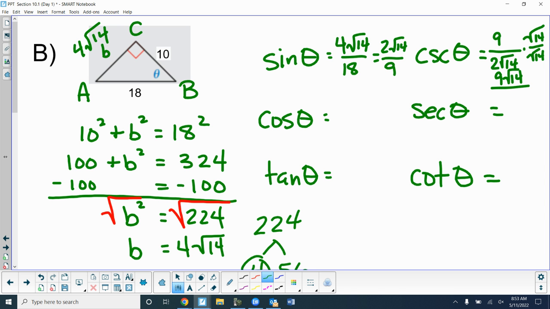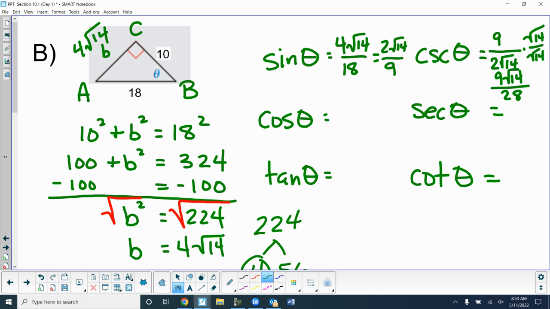What do you mean by cancels out? The number should turn into itself. Radical 14 times radical 14 is 14. But what else is there? 2. So what's 2 times 14? 28. Okay? So 2 times radical 14 times radical 14 turns into 28.